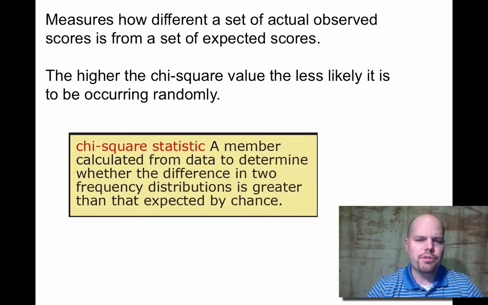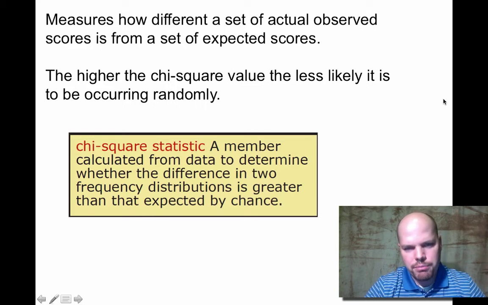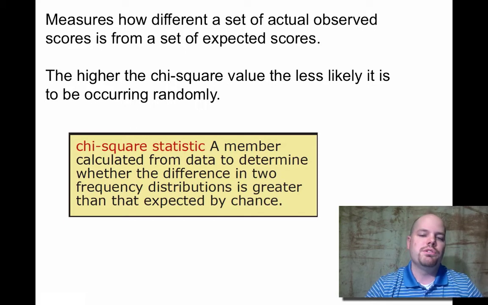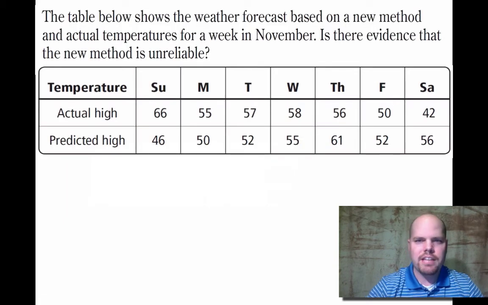Okay, so we define the chi-square statistic as a number calculated from data to determine whether the difference in two frequency distributions is greater than that expected by chance. So if stuff is happening randomly or not. All right, last example we'll look at.